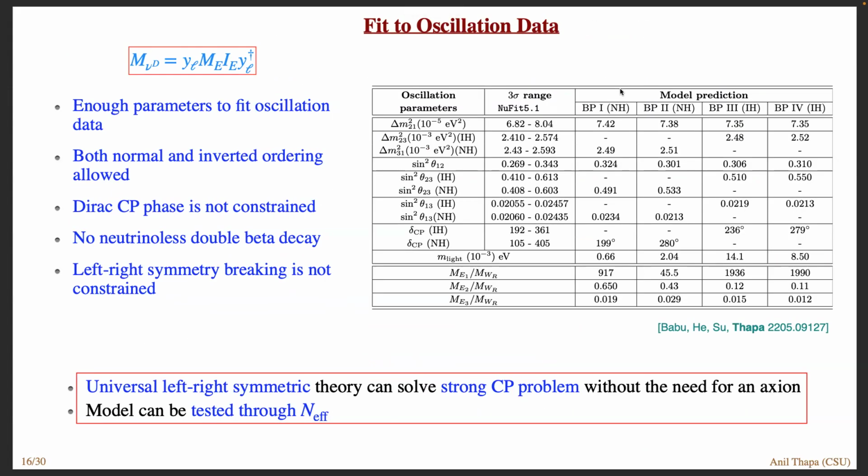Good. Well, this is all nice, but this is not enough. We want concrete predictions. So this universal seesaw left-right theory can also solve the strong CP problem. I'll tell you why. Whenever I try to embed that, it's the exact same procedure. How to solve the strong CP problem without axions. The model can be tested through Neff.